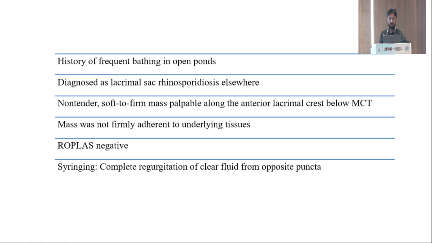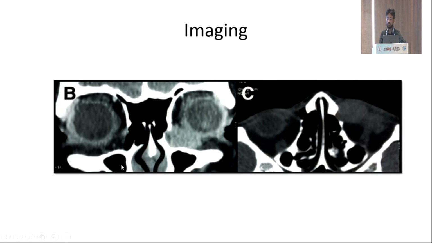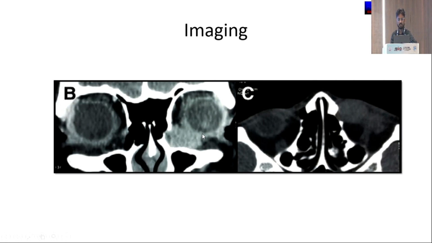The patient gave a history of frequent bathing in open ponds and had been diagnosed as lacrimal sac rhinosporidiasis elsewhere. Rho plus was negative, but syringing showed complete regurgitation of fluid from the opposite puncta. So we thought it might be a case of nasolacrimal duct obstruction, but since the mass was palpable, we did a CT scan, and this is what the CT scan showed: an irregular, ill-defined mass in the sac area. So we planned to open it with an intraoperative frozen section.